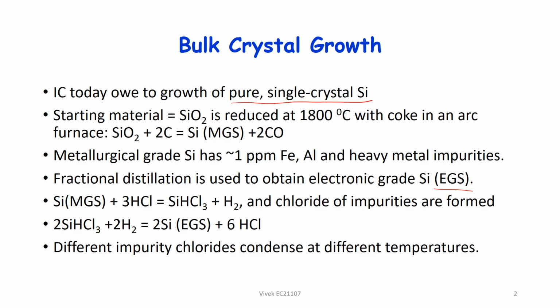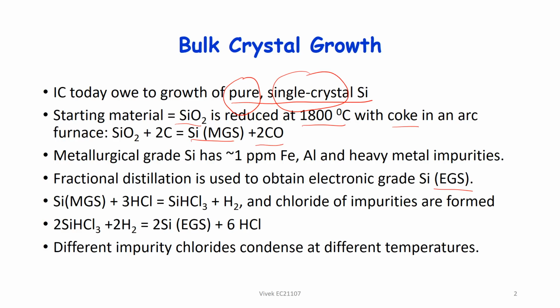So there are two things here. One is the purity and another is a single crystal. Of course amorphous and polycrystalline silicon have their applications, but single crystal is most important as far as electronic devices are concerned. The starting material for silicon is silicon dioxide, which is found in nature, and it is reduced at 1800 degrees Celsius with carbon in an arc furnace. Basically SiO2 reacts with carbon to form silicon and carbon monoxide.